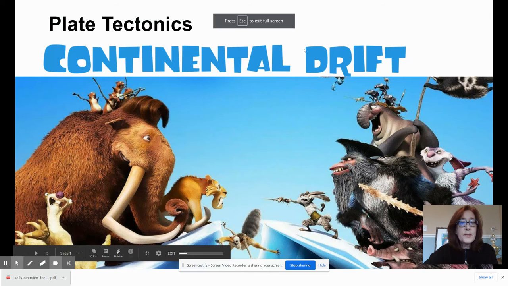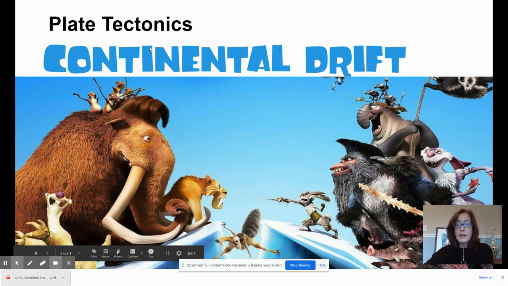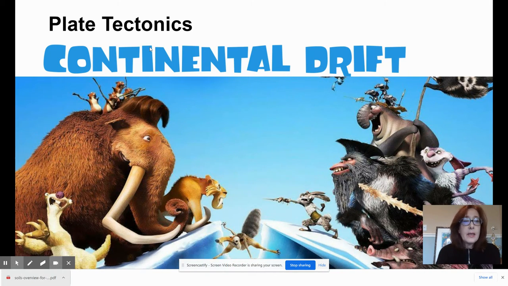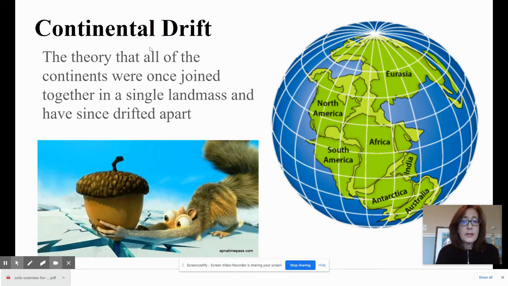Hi, this is topic 4.1, and we're talking about continental drift, plate tectonics and continental drift. Just as a very quick recap, continental drift is the theory that all the continents were once joined into a single landmass called Pangaea, surrounded by one vast ocean called the Panthalassa. The theory is that this supercontinent broke apart and the continents drifted apart.